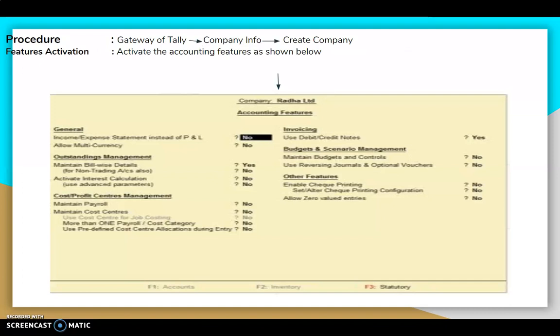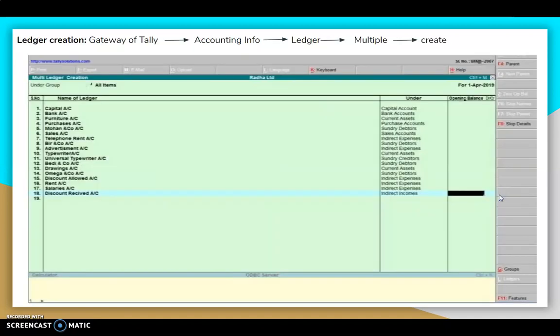Procedure for creating the company. Gateway of Tally, company info, create the company. We have to activate the features as shown in this picture. Then we have to create the ledger with the help of the multiple ledger creation as shown in this picture.